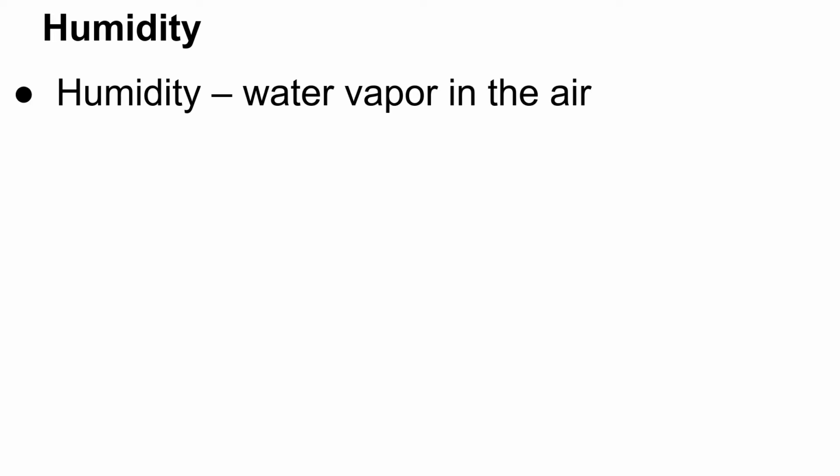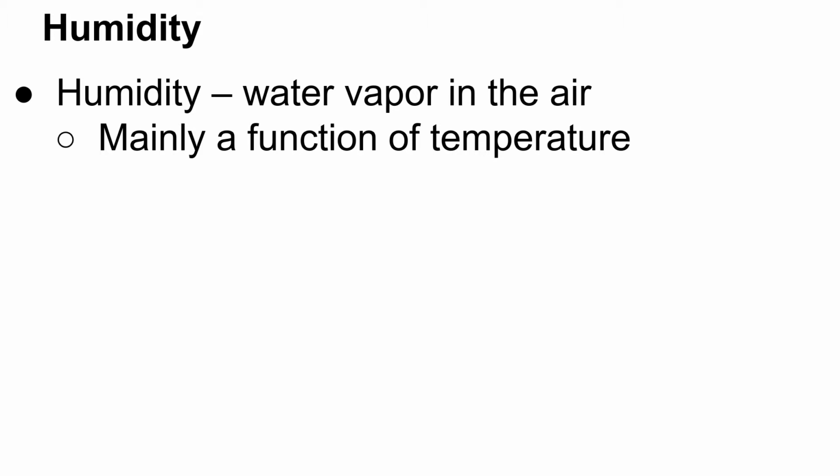So let's go over some definitions. Humidity is water vapor in the air. Water vapor is the gaseous form of water. It is exactly in the atmosphere like oxygen, like nitrogen. I mean, the fact that when it's a liquid, we're able to drink it is weird, but when it's in the atmosphere, it behaves just like all the other gases in the atmosphere.